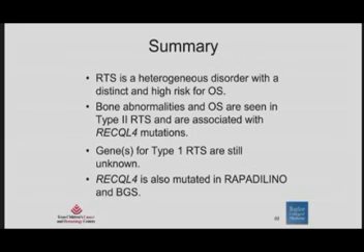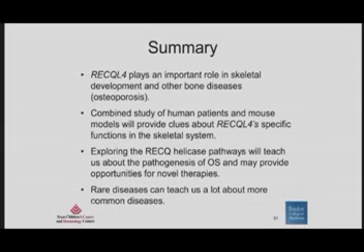So in summary, Rothmund-Thomson syndrome is a heterogeneous disorder with a distinct and high risk for osteosarcoma. Bone abnormalities in osteosarcoma are seen in type 2 RTS and are associated with reticuliform mutations. The gene or genes for type 1 RTS are still unknown. Reticulophore is also mutated in Rapadilino and Baller-Gerold syndromes. The reticulophore gene plays an important role in skeletal development and other bone diseases, such as osteoporosis. The combined study of human patients and mouse models will provide us clues about RECQ4's specific function in the skeletal system.